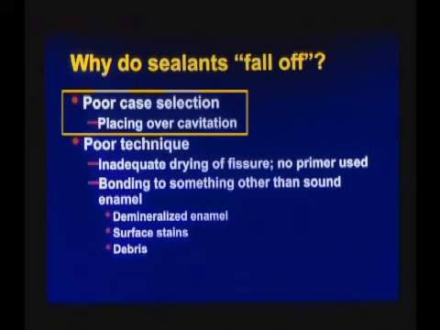Why do fissure sealants fall off? First of all, if there is cavitation when we place the sealant, it can't be maintained. There is no support. There is no enamel support for the sealant.